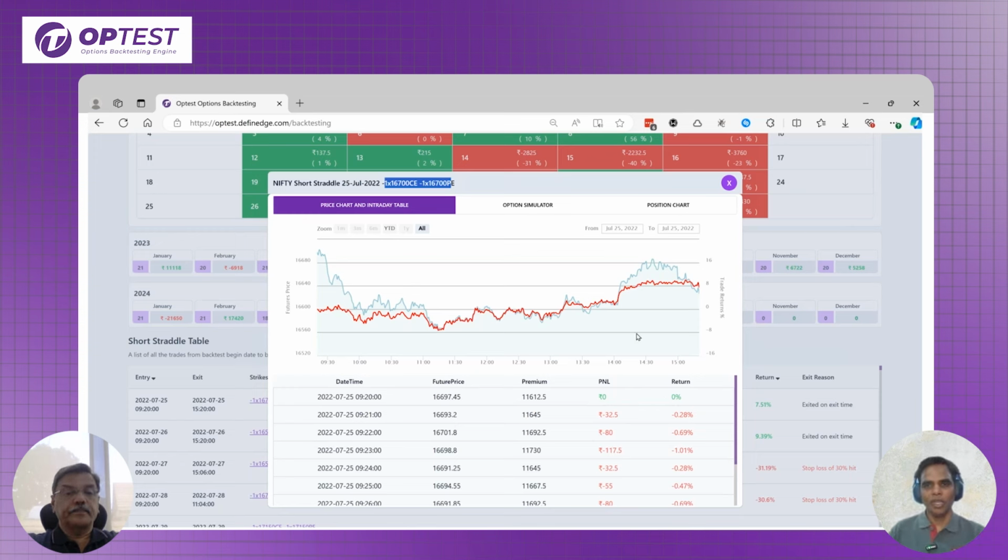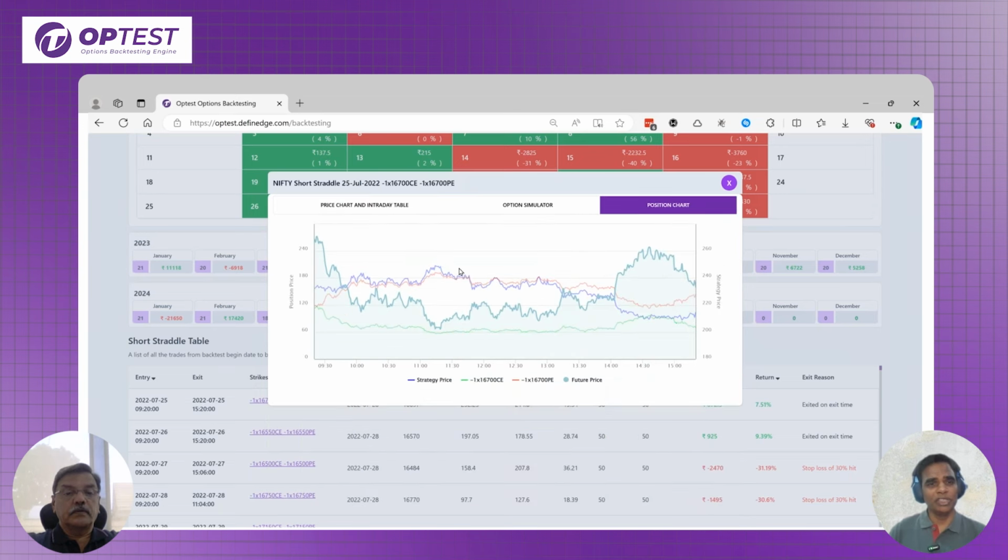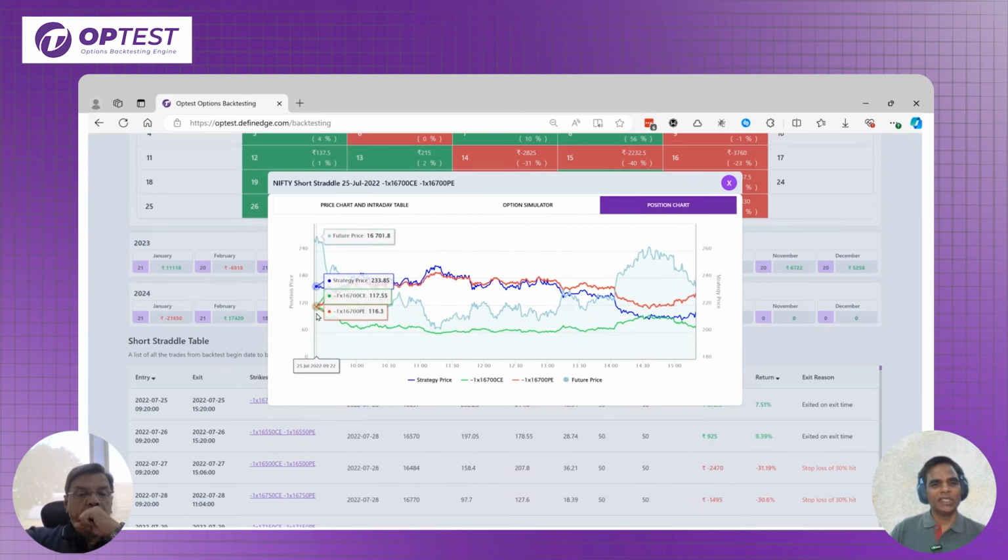Okay, and now there's a position chart also. In the position chart, here you can see individual legs. The red one is the put option and the green one is the call option. So you will see their individual line charts. And the combined one is the blue chart. That is the strategy price. So how they have behaved with respect to the underlying future price.